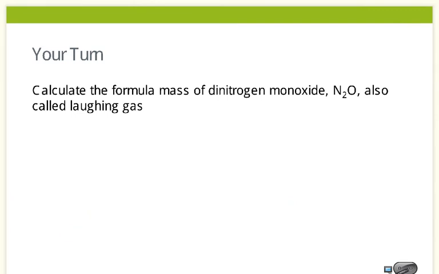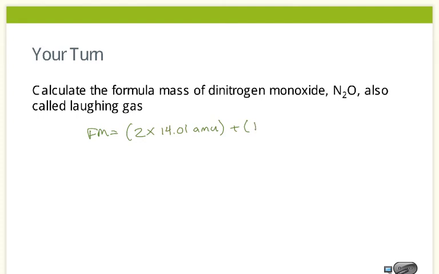Calculate the formula mass of dinitrogen monoxide, which is also called laughing gas, which you get at the dentist office to help you relax a little bit, okay? So we're going to do the same thing. Our formula mass is the number of atoms we have in our first element. So there's 2 of those times our atomic mass, which is 14.01 AMU. And of course you use your periodic table to figure this out.